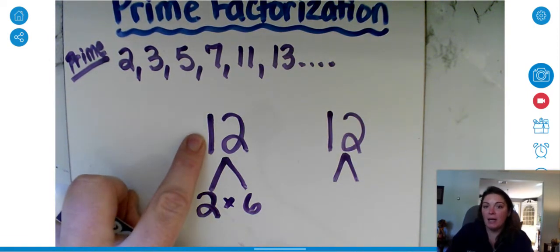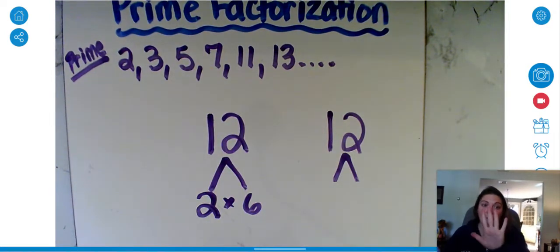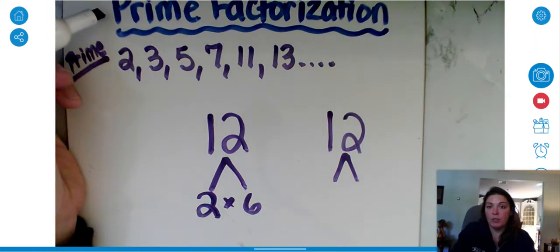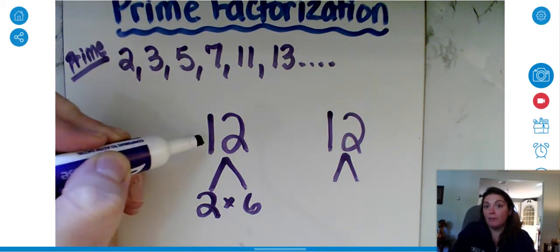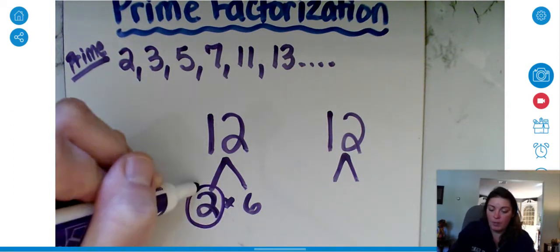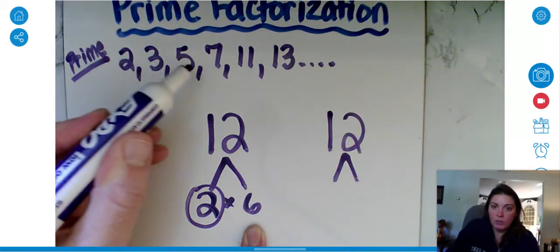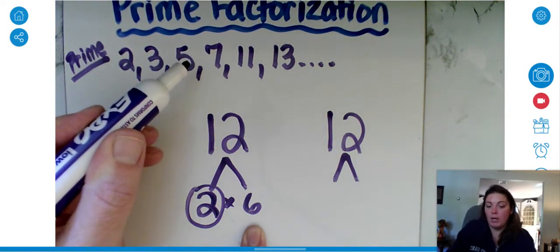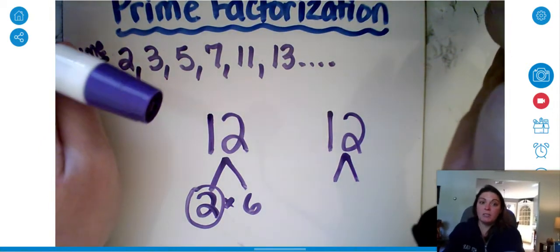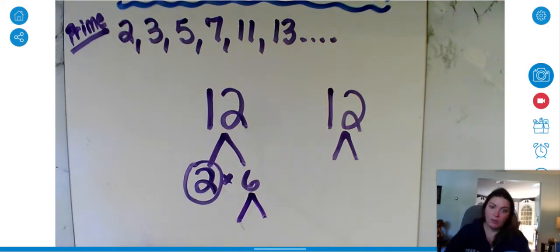Now, anytime I get to one of my prime numbers, I stop and I circle that number. Because remember, prime factorization, we are taking a number and writing it as a product of its primes. Well, 2 is a prime number, so I need that number. I have to hold on to it. What about 6? No, 6 is not prime. 6 is composite, which means I can break that 6 down a little bit more.